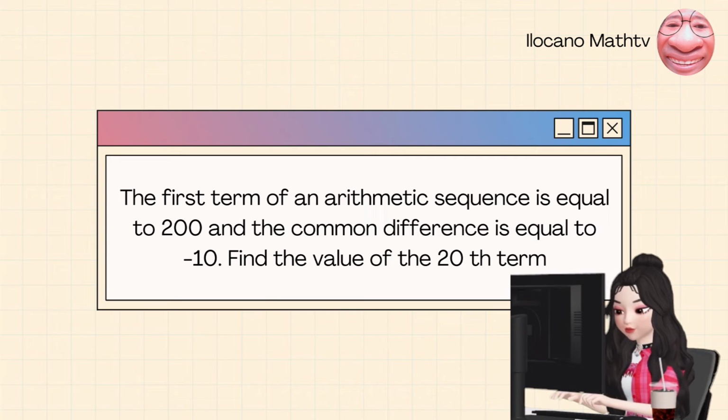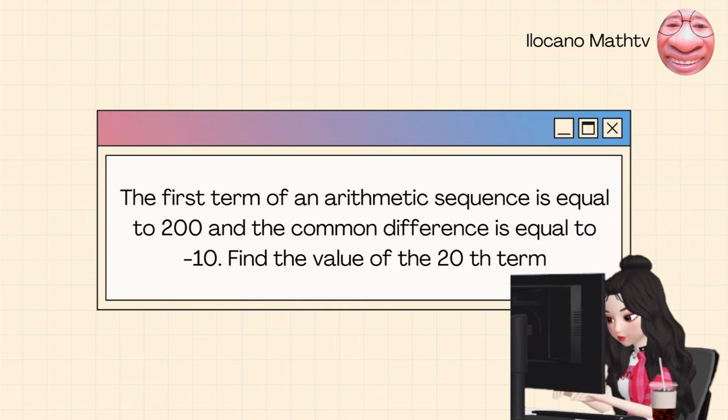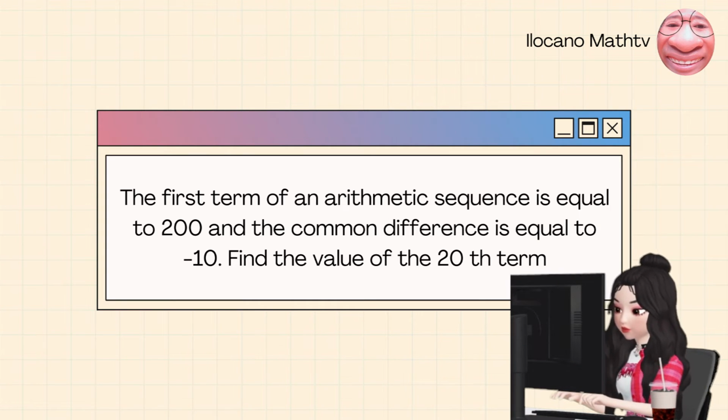For our last question, the first term of an arithmetic sequence is equal to 200 and the common difference is equal to negative 10. Find the value of the 20th term. So what do you think the answer to this problem is?